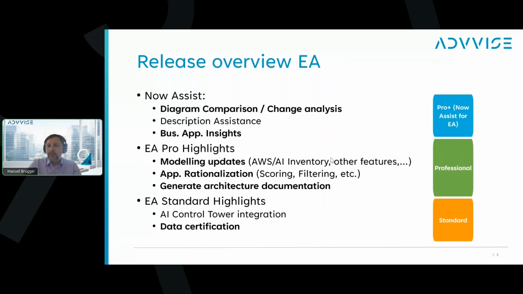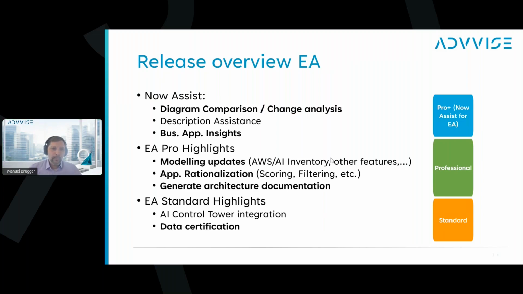Last but not least, enterprise architecture. The biggest changes are to the comparison and change analysis of models or diagrams. So this one is a quite big one when it comes to architectural artifacts and analysis. There is also now Assist for the business application insights. This has been enhanced and was introduced in December, and also the possibility to have a Now Assist for the description, so filling in the description of a business application.